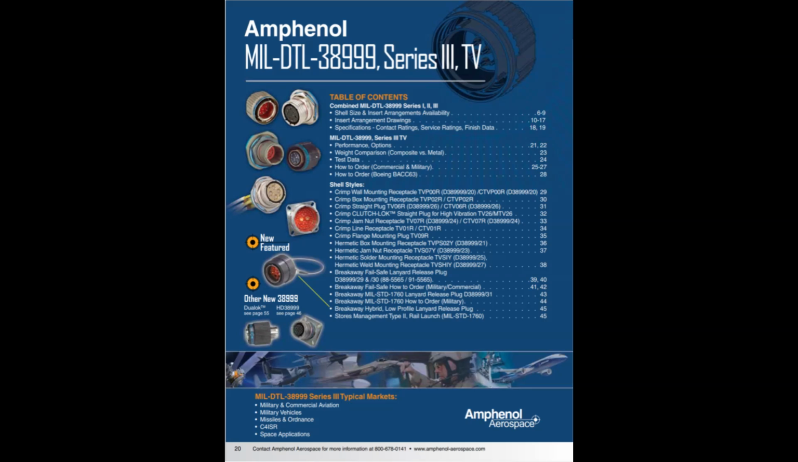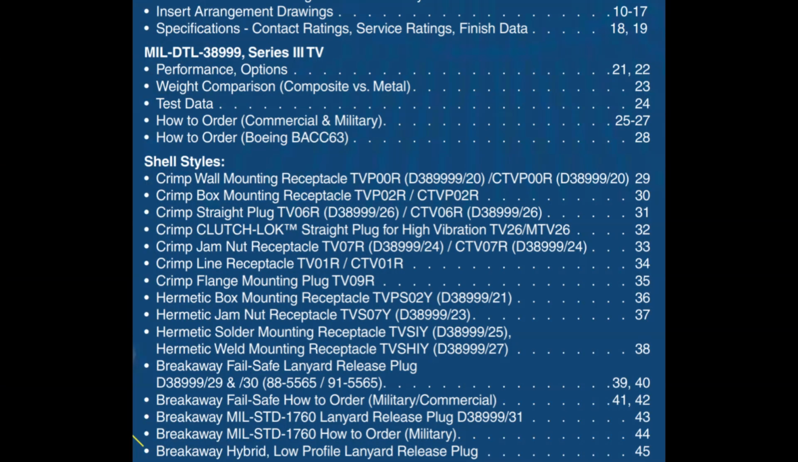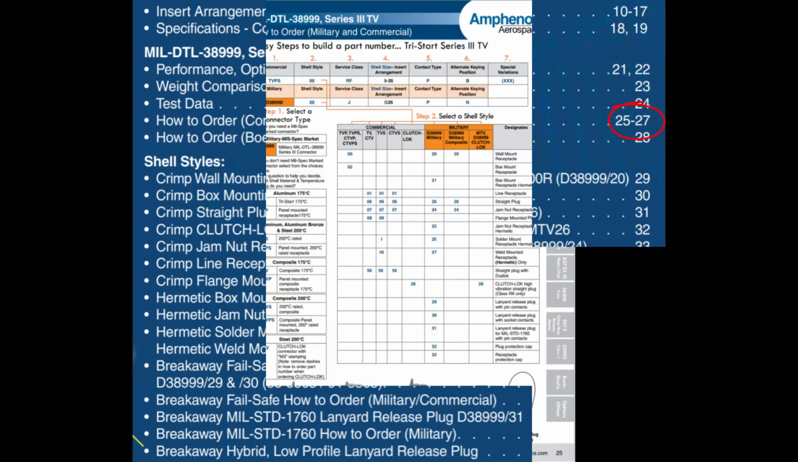To start, we need to understand the connectors listed in our parts list. For this, we'll refer to this catalog that covers the 38999 Series 3 connectors. In the top left corner of the screen, you'll see the part number for the first connector. According to the table of contents, we can turn to pages 25 through 27 to break down this part number and understand what each section represents.